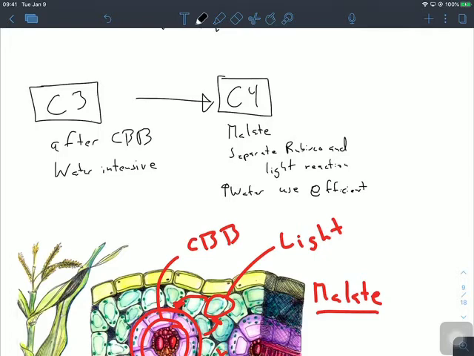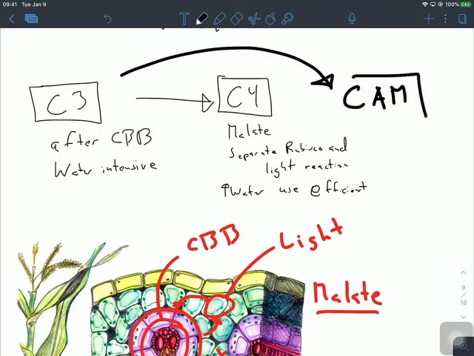Now, maize plants are still fairly water intensive. The other type of evolutionary innovation on photosynthesis is even more water efficient. It's called CAM photosynthesis, C-A-M. And we'll keep it to CAM photosynthesis because the true long name there is crassulacean acid metabolism. Rather than using malate as a shuttle here, plants that perform CAM photosynthesis use crassulacean acid.